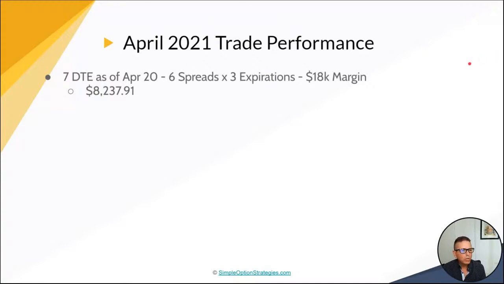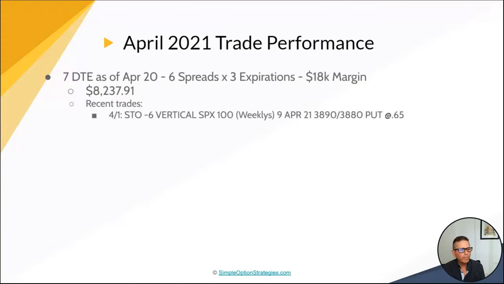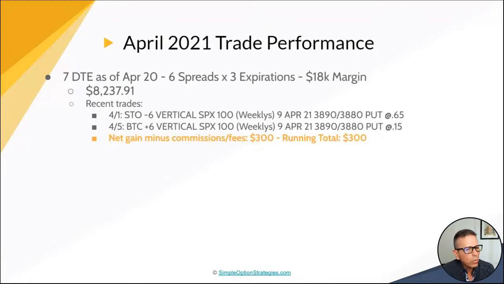All right. So it was a total of $8,200 on that month. And these are the trades that I put on here. Okay. So the first one I put on 4/1, I closed at 4/5. It gave me $300 minus commissions.